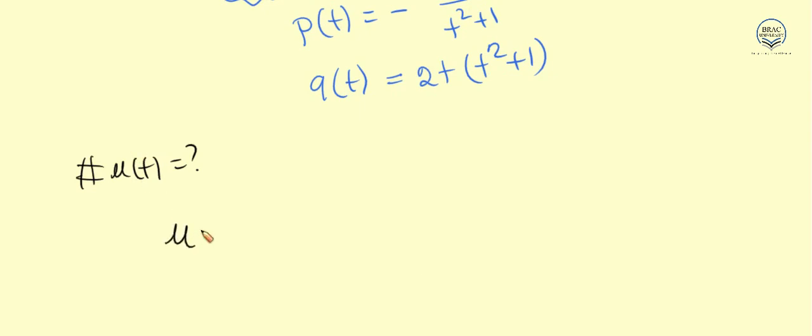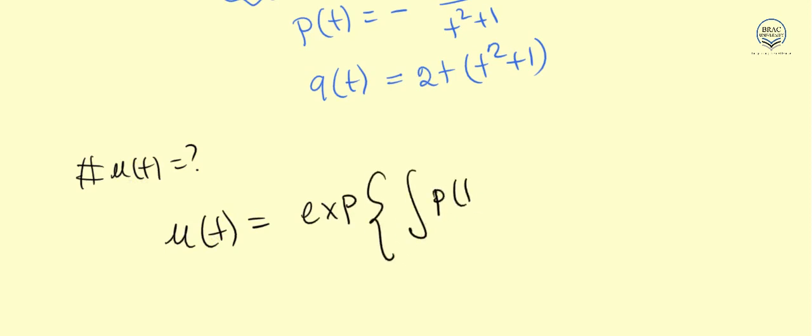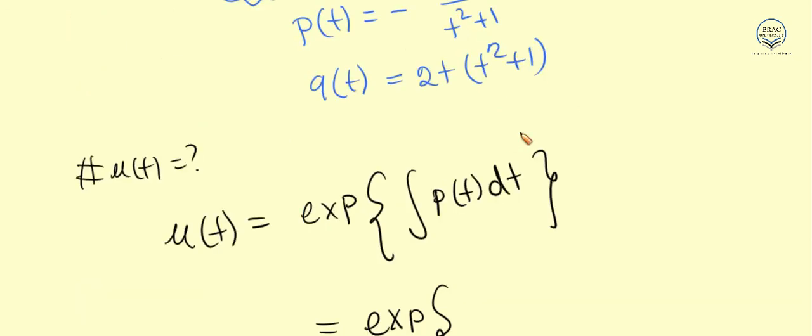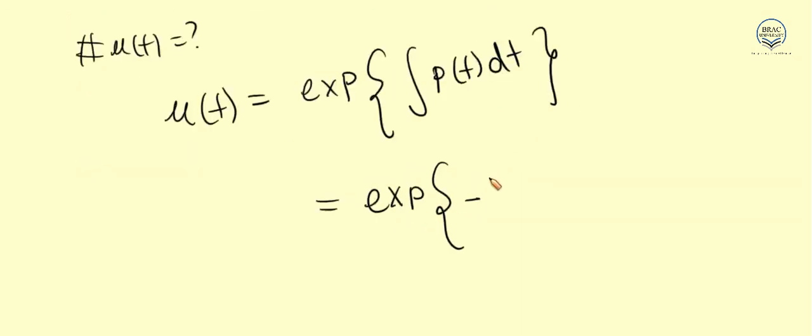And if you recall, a few minutes earlier we said that mu of t will be just exponential, and in the exponent there will be p(t) dt. And note that this is an indefinite integration. So let's write this down. exp, our p(t) was t divided by t square plus 1, and there was a minus sign in front of it, right? This guy. Okay, so let's write it down. Minus will come out, and there is t over t square plus 1 dt, right?